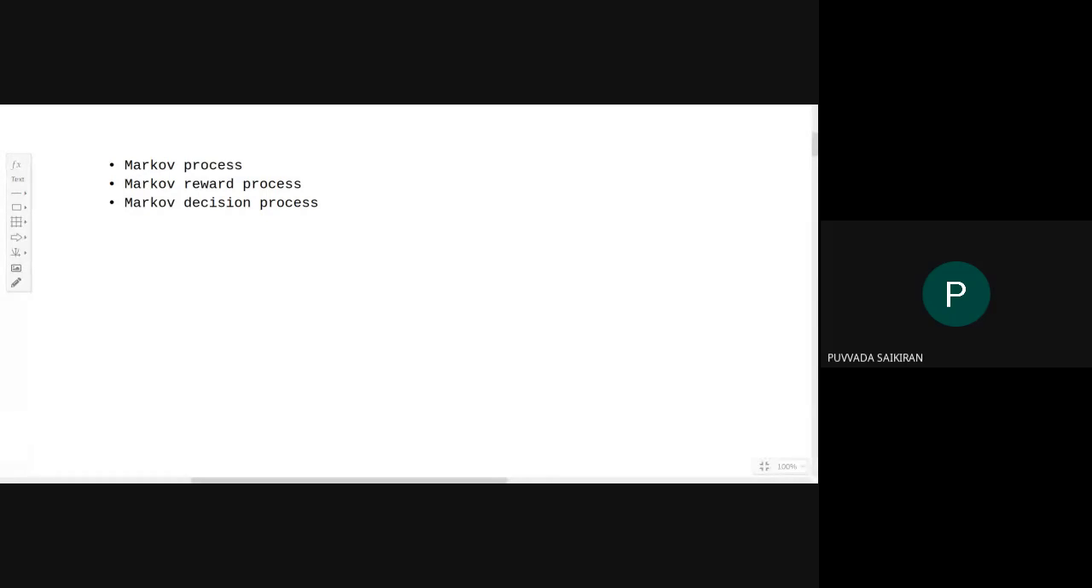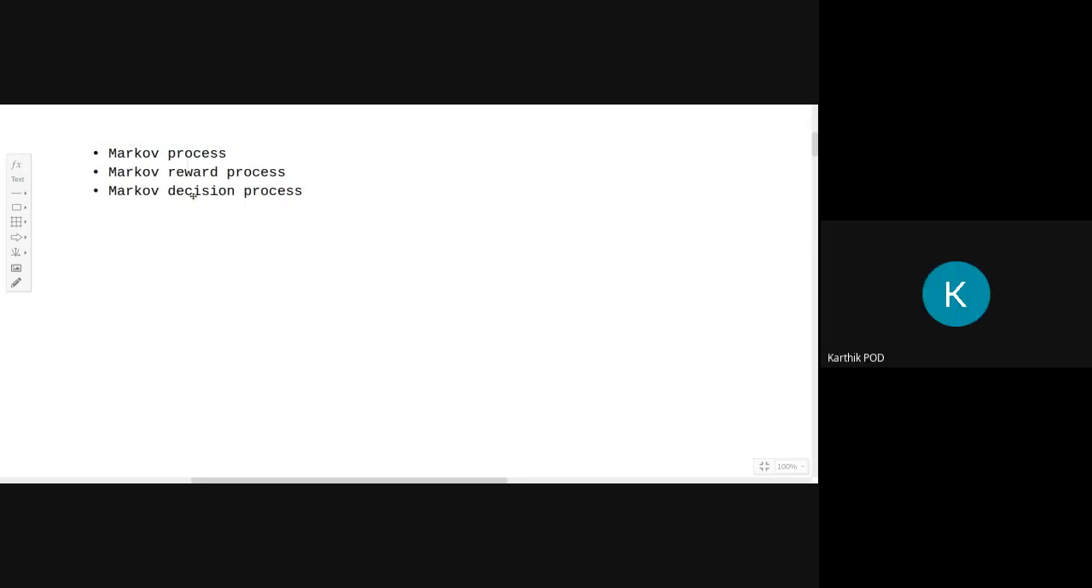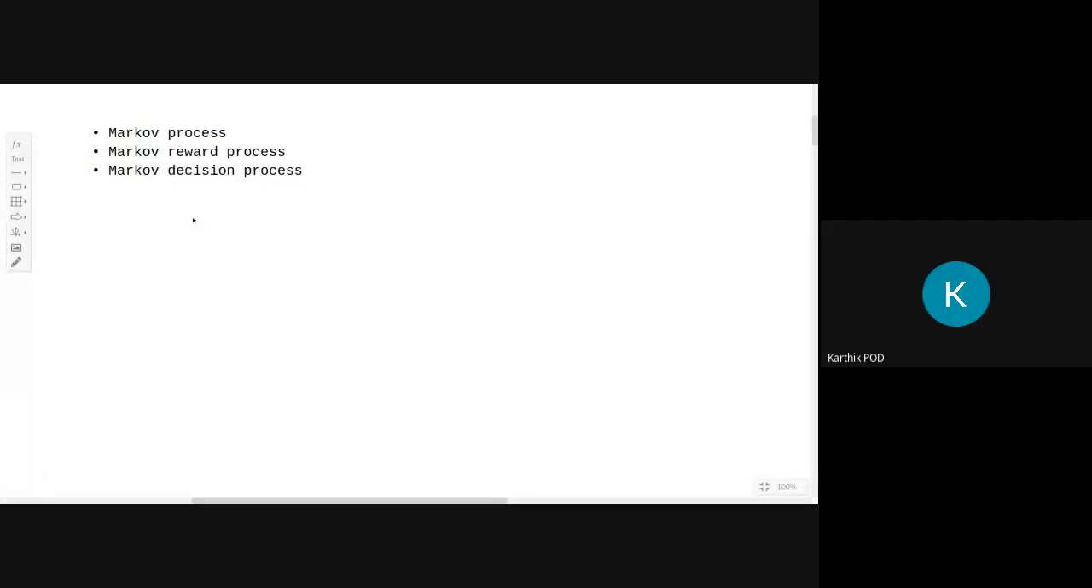I mean, in Markov reward, are we saying that my probability is conditioned on my reward? In which process? Markov reward process. In Markov reward process, the next state and the reward depends on your current state. There is no notion of action, right?